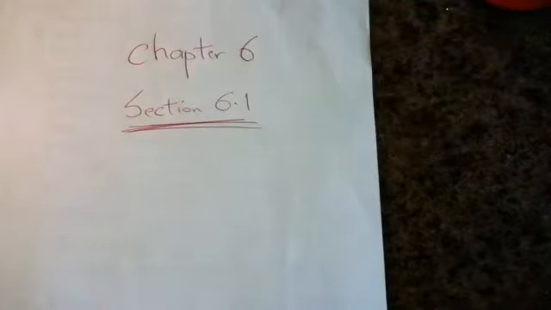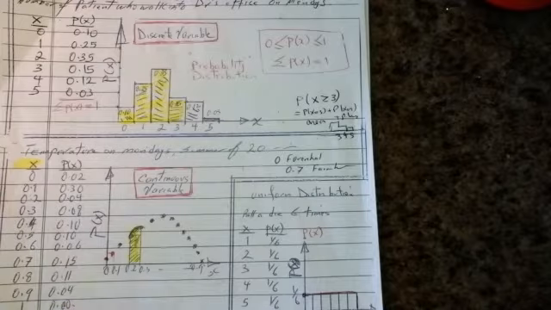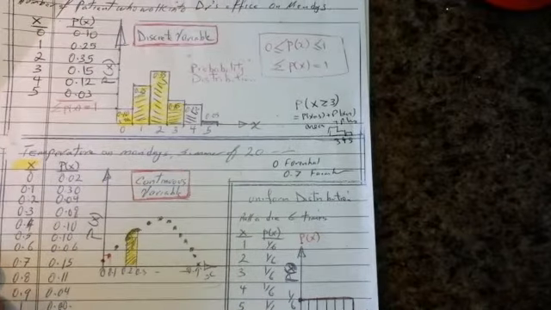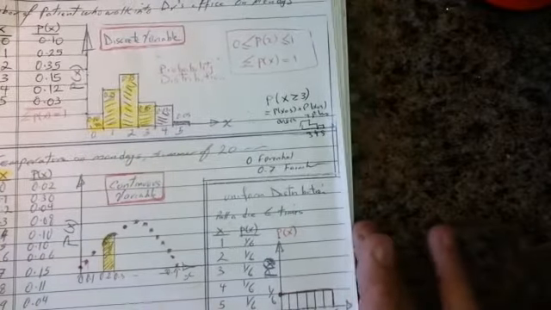Chapter 6, Elementary Statistics, Section 6.1. You already have a copy of this document or lecture notes.